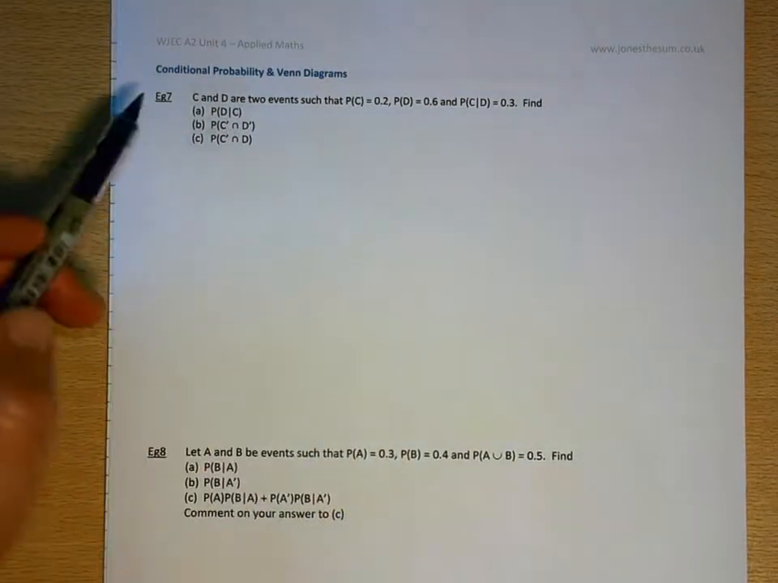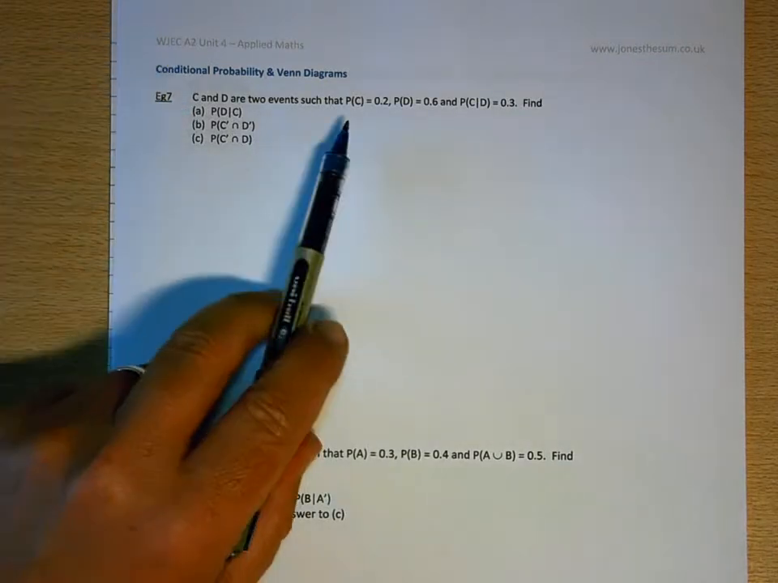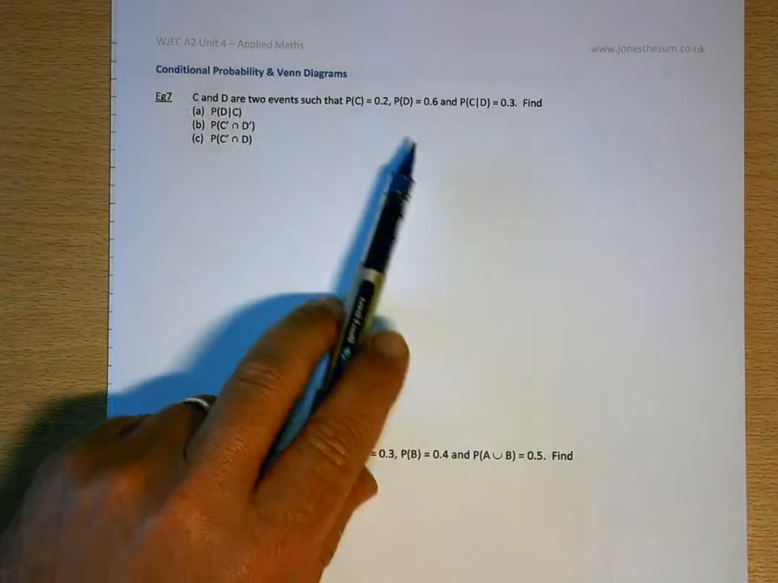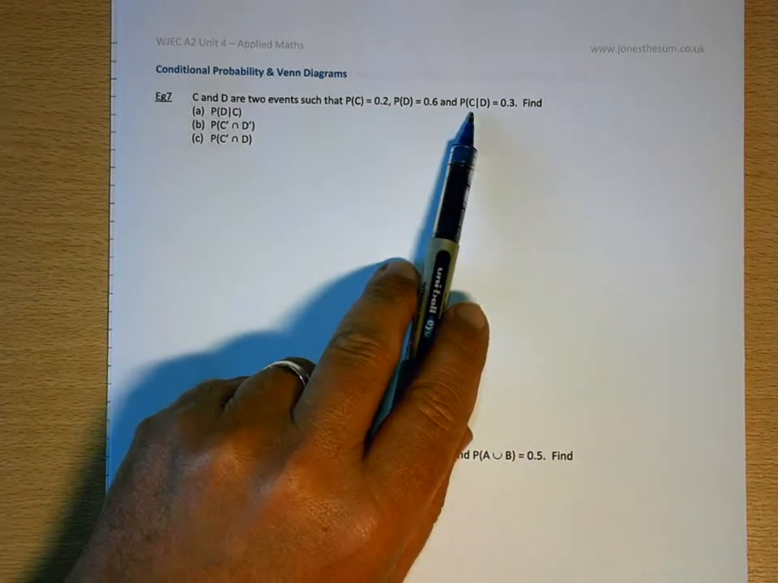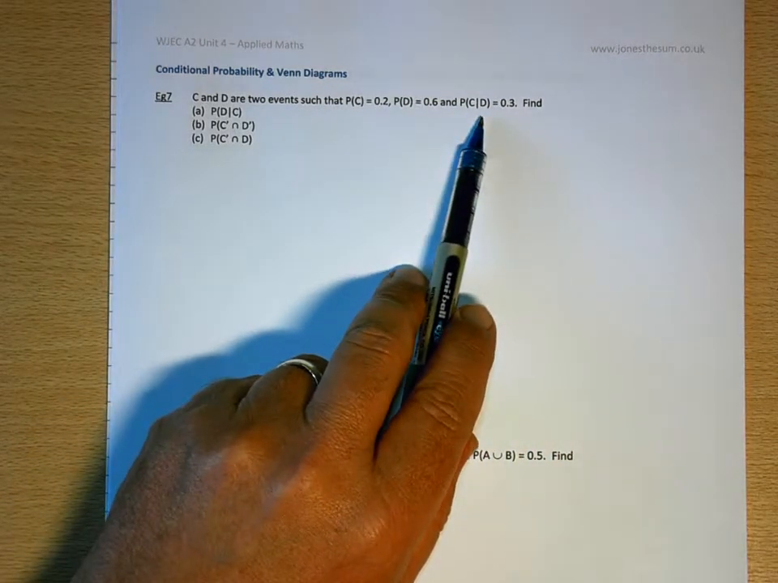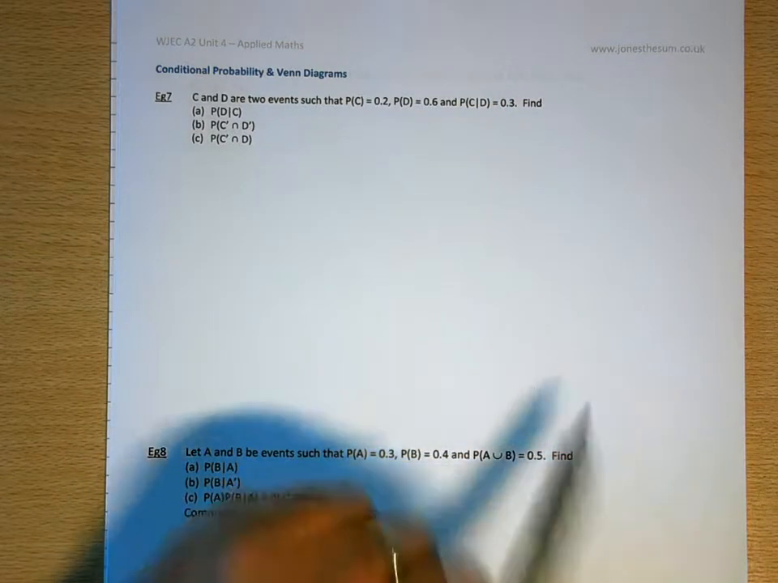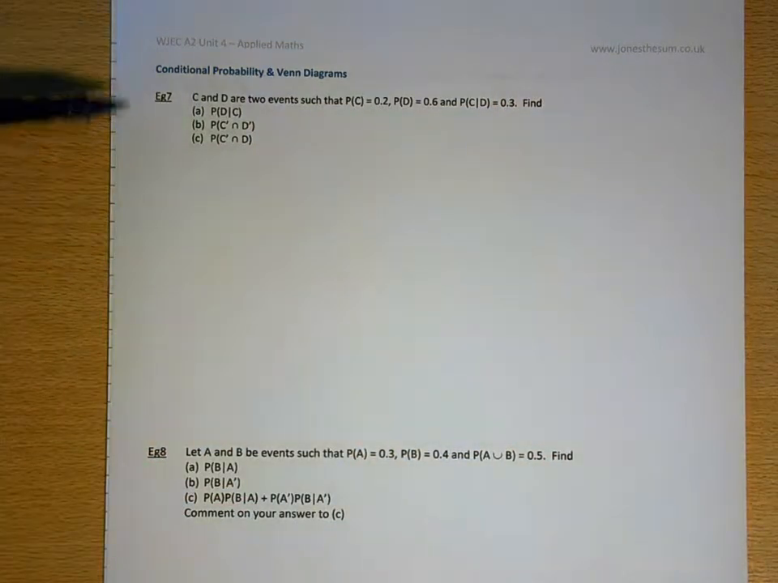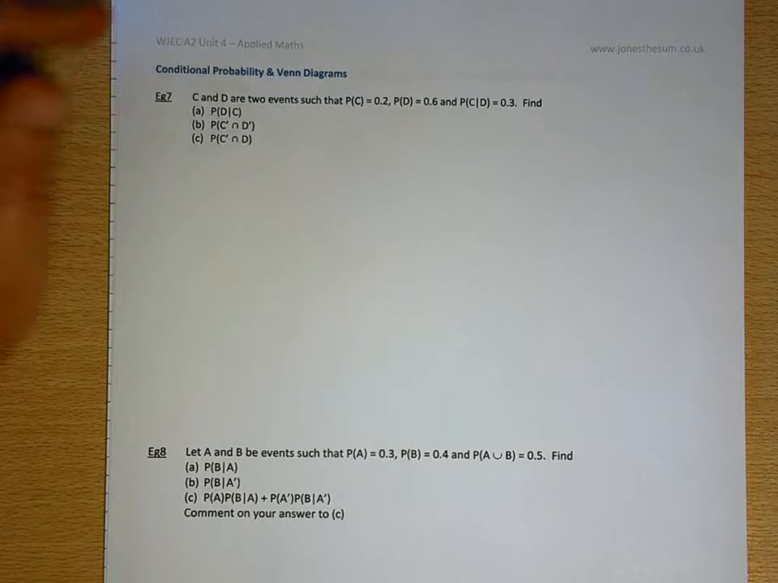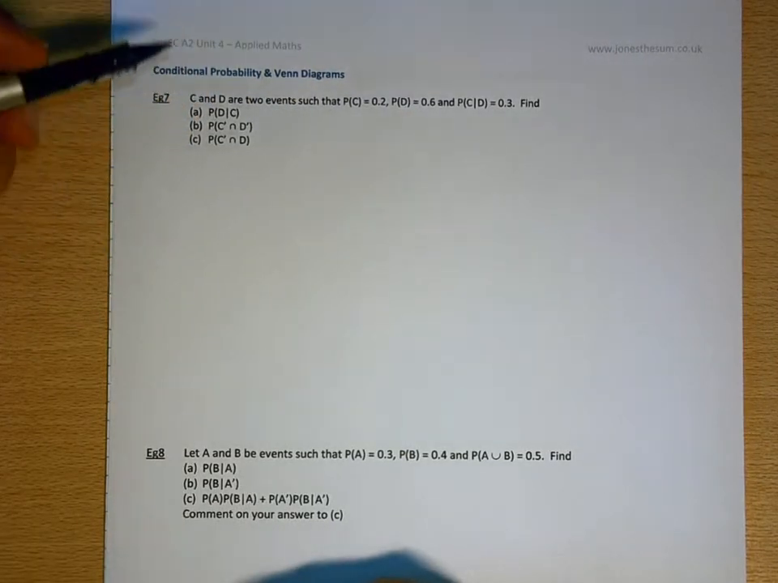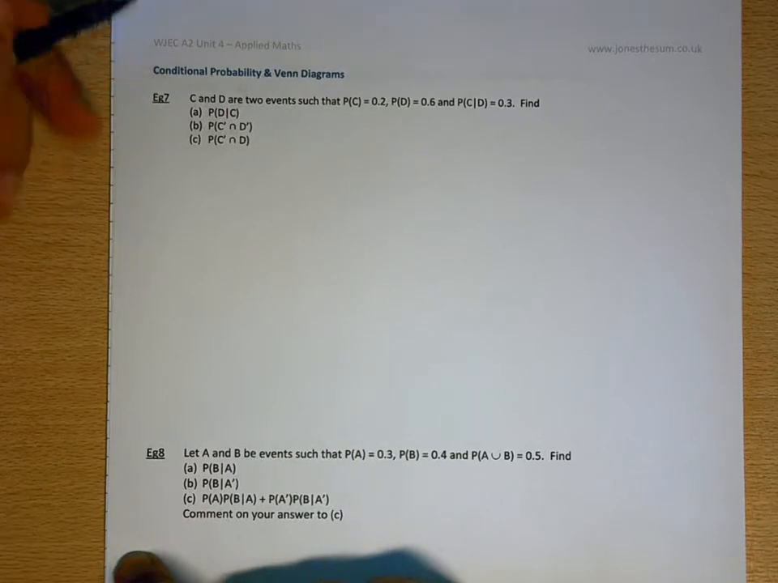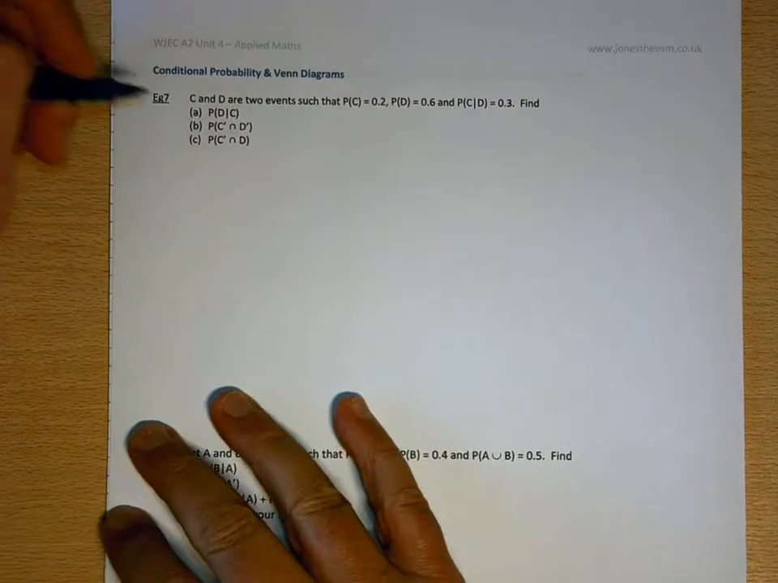So in this example, C and D are two events such that the probability of C occurring is 0.2, the probability of D occurring is 0.6, and the probability of C occurring, given that D occurs, is 0.3. Find the probability of D given C. So the first thing we want to do is to work out if we have any intersections between the two events C and D.